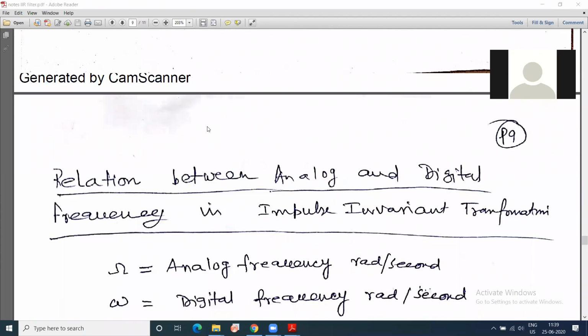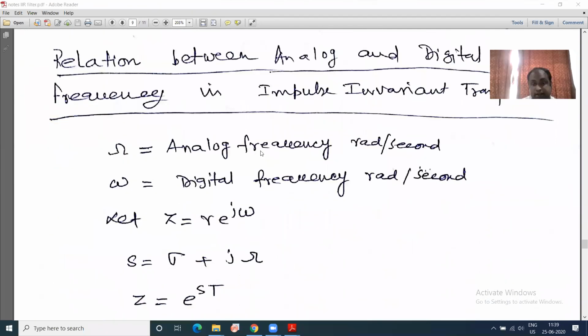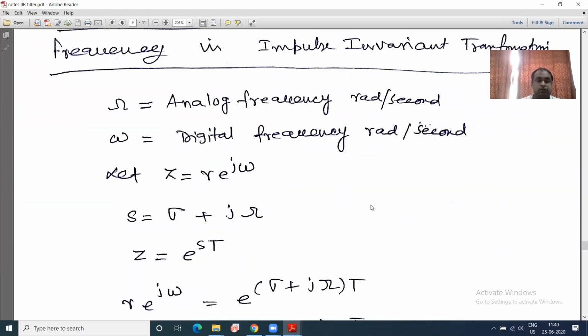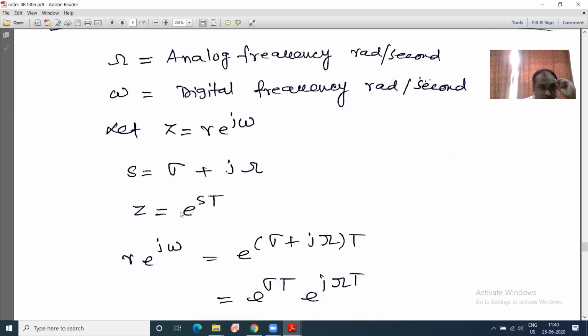Now take one more thing: if I have omega, analog frequency, in radian per second, and omega, digital frequency, in radian per sample. It will not be second, it has to be written as sample. Now z equal to r into e power j omega, the general relation. z equal to e power st, and s equal to sigma plus j omega. Here I am substituting z equal to r into e power j omega, and s as sigma plus j omega.